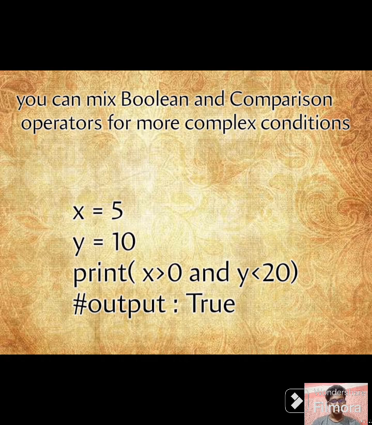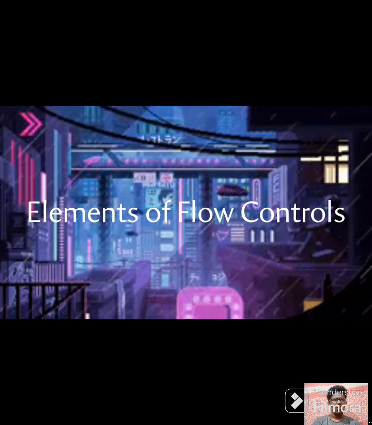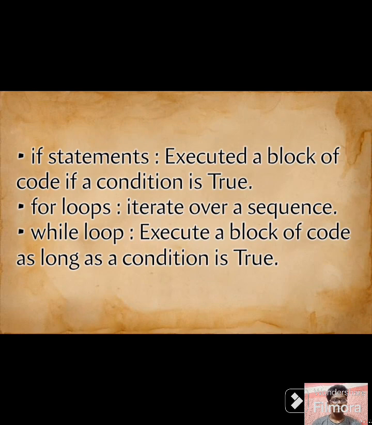So lastly, let's touch on elements of flow control. Flow control allows us to dictate the order in which statements are executed. We have three main elements: if statement, for loops and while loop. Let's go one by one. First, if statement.